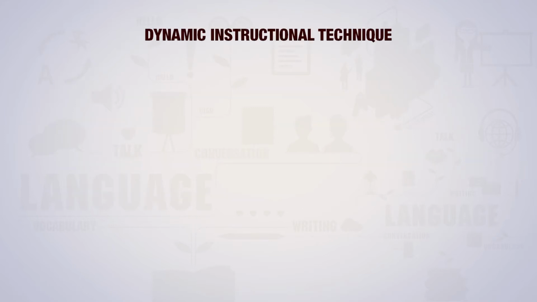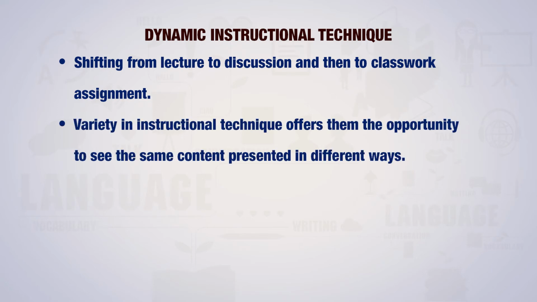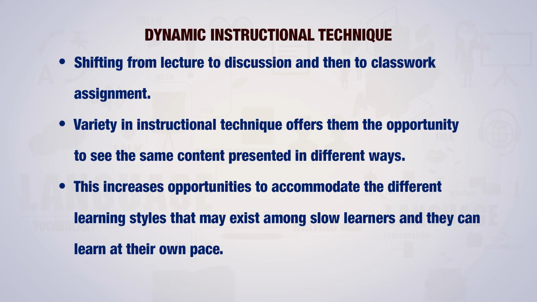What we need in an inclusive classroom is a dynamic instructional technique. Shift first from lecture to discussion to classroom assignment to once again another process, and thus the slow learners will stay engaged because of this constant shifting. This variety in instructional technique offers them the opportunity to see the same content presented in myriad ways. This increases opportunities to accommodate the different learning styles that may exist among different slow learners, and each one can learn at their own pace.